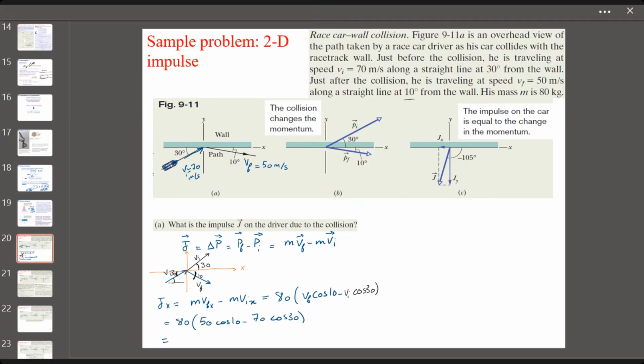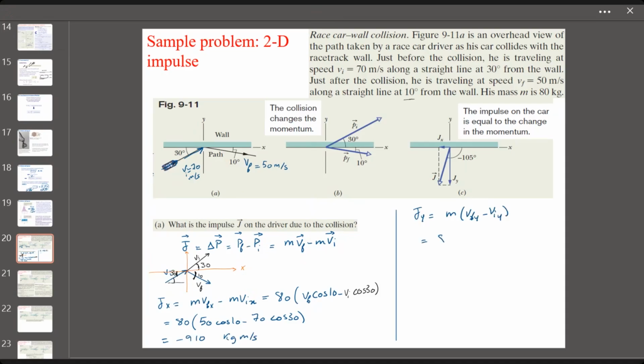You will get minus 910 kilogram meters per second. This is the x component of J. I need to do the same thing for the y component. This will be m into v final y minus v initial y.